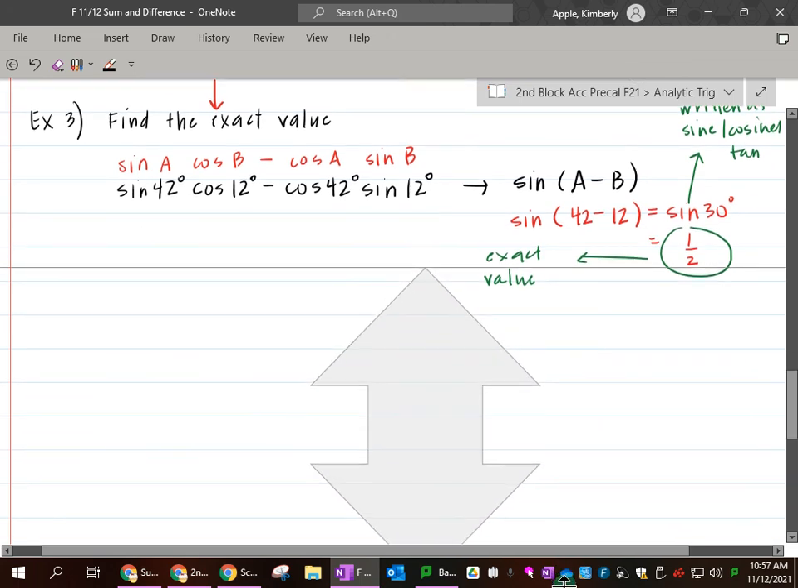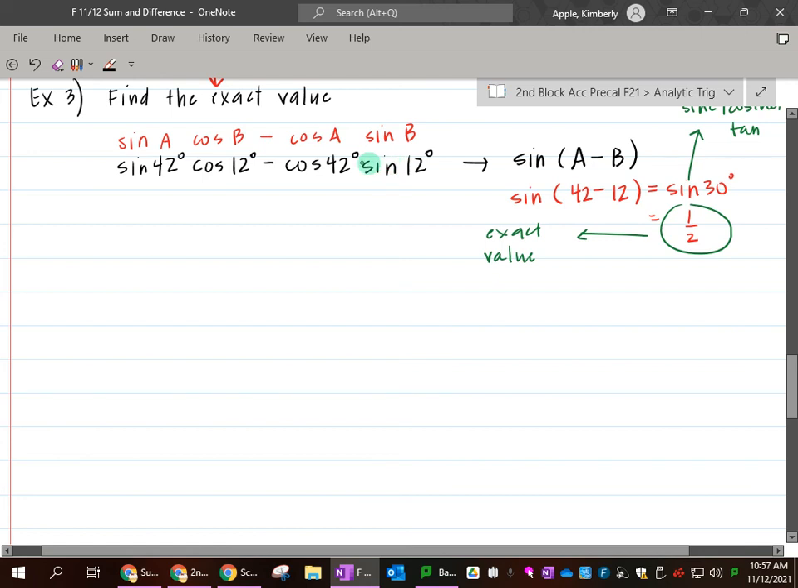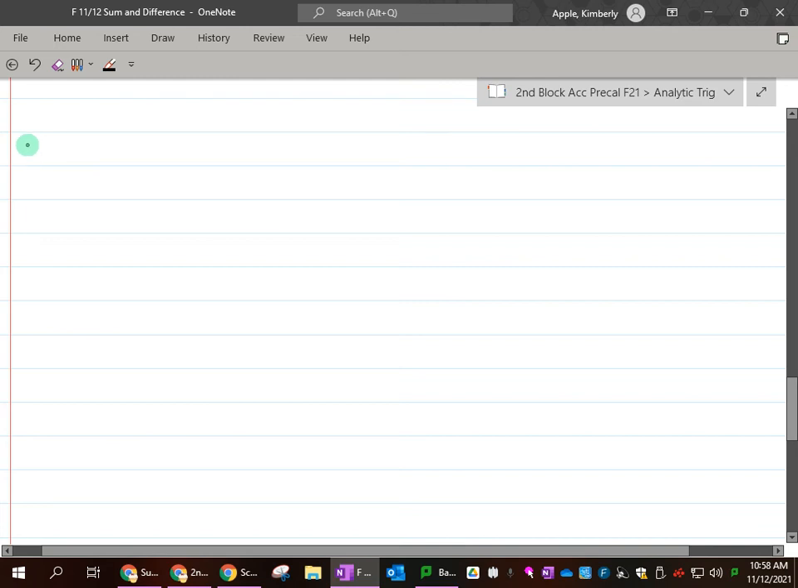Why don't you do the cosine too if you did the sine? Because I did not ask. Oh, because this is not the formula for cosine. It is only a formula for sine of A minus B. It won't work for cosine. That's a good question. All right, example number 4, the final example for this topic.